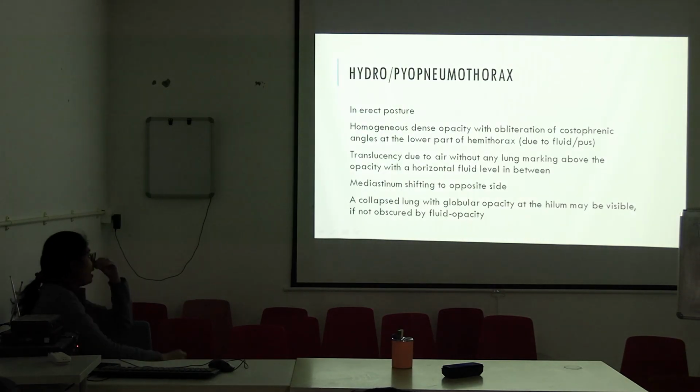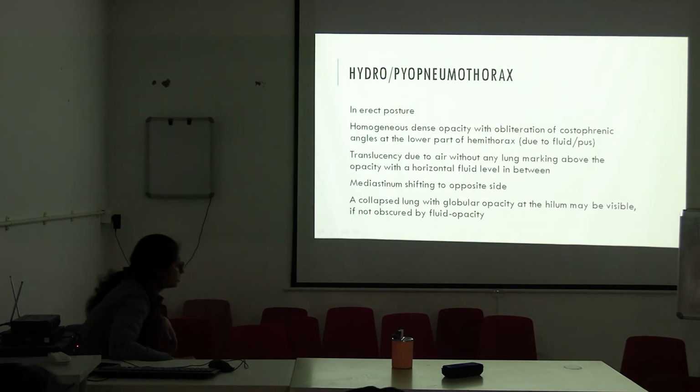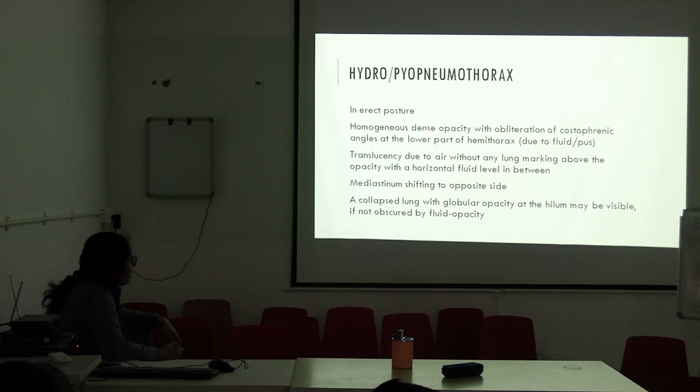Now we will talk about the hydropneumothorax. So what happens? In erect posture, homogeneous dense opacity with obliteration of costophrenic angles at the lower part of the hemithorax due to fluid or pus. It is nothing but collection of pus or fluid and also air in the pleural cavity. Both are there.